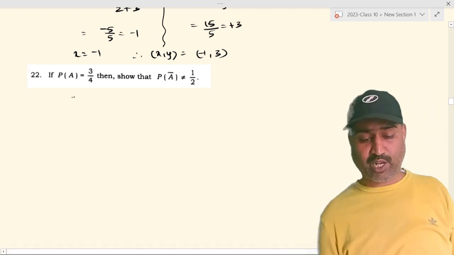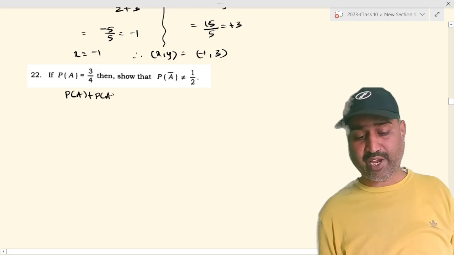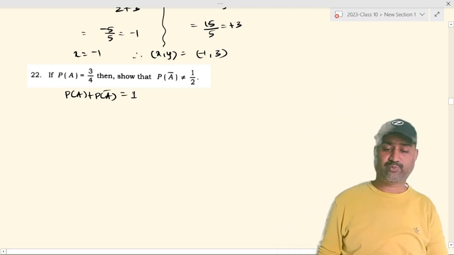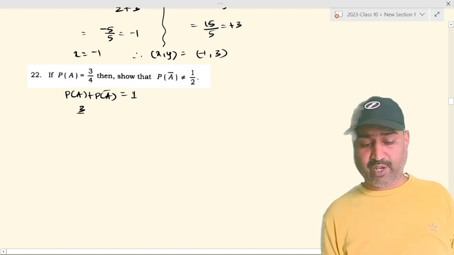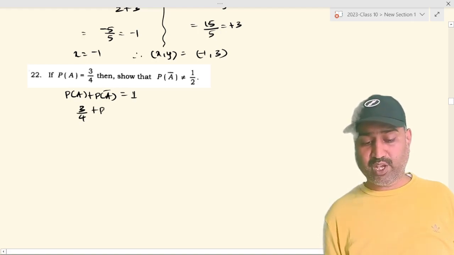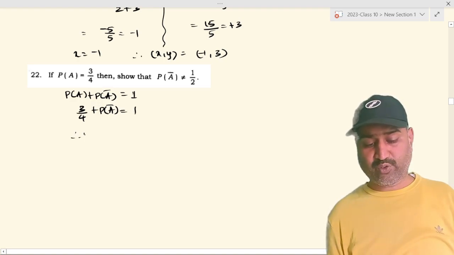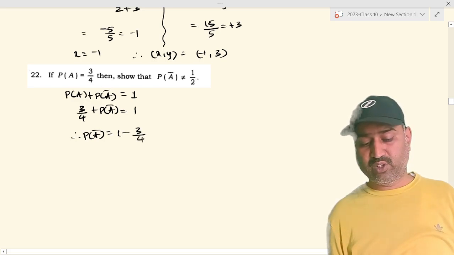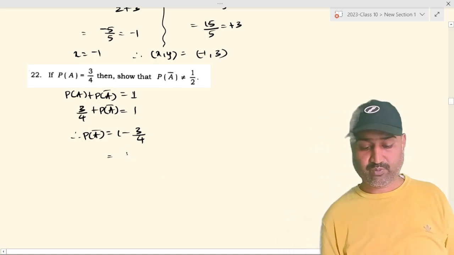Now we know the formula, probability of A plus its complementary event, probability of A dash, is equal to 1, right? Now P of A is equal to 3 by 4 plus P of A bar is equal to, I don't know, right now assume it. Therefore, we can say P of A bar is 1 minus 3 by 4. Now 1 minus 3 by 4 is 1 by 4.